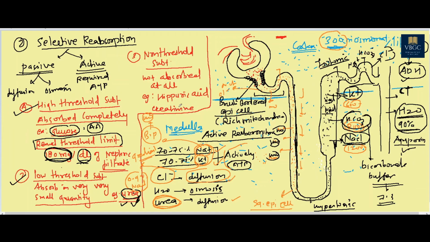And then we also have certain substances known as non-threshold substances, which are not absorbed at all. The substances here are hippuric acid, which is not required, and creatinine, which is a toxic waste, a metabolic waste released from the muscle while working.